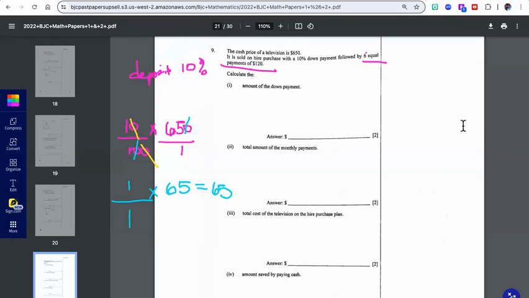Okay, I see some persons with 65. Good, good, good. So 65 is my down payment. Okay, let's go to the second one.